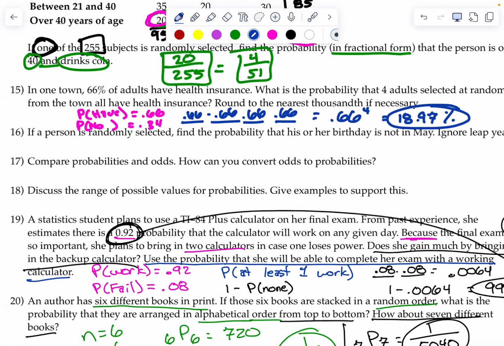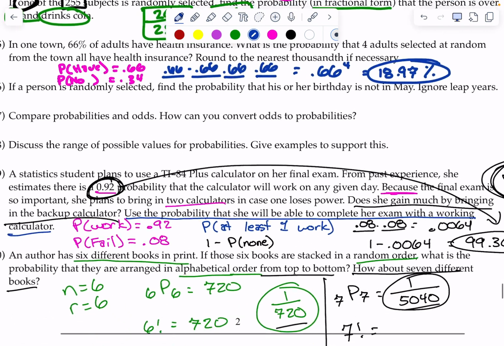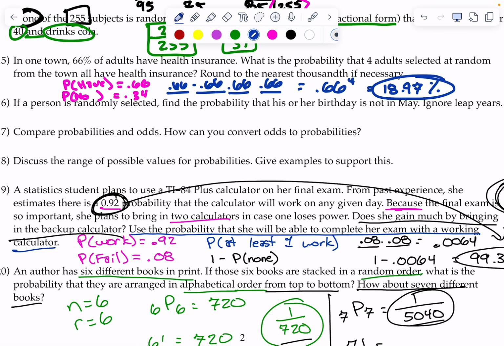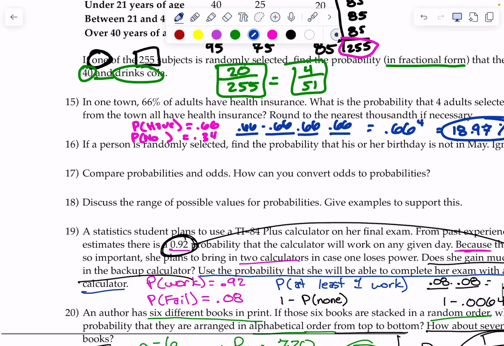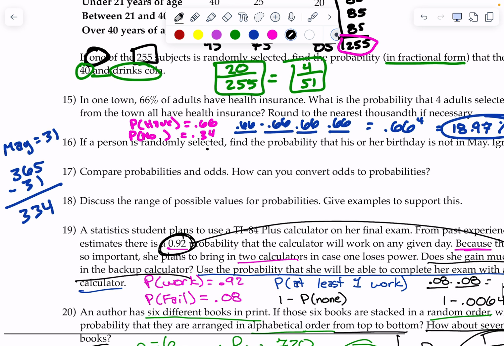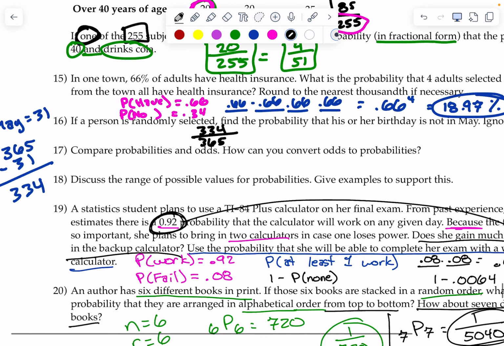If a person is randomly selected, find the probability that his or her birthday is not in May. This is one of those complement things. Instead of adding up all the other months, how many days are there in May? 31 days. Total days would be 365. I'm going to subtract my 31, so 334. So the chance they are not in May is 334 over 365, and they say ignore leap years. You could leave it like that, or give it as a decimal, 91.5%.